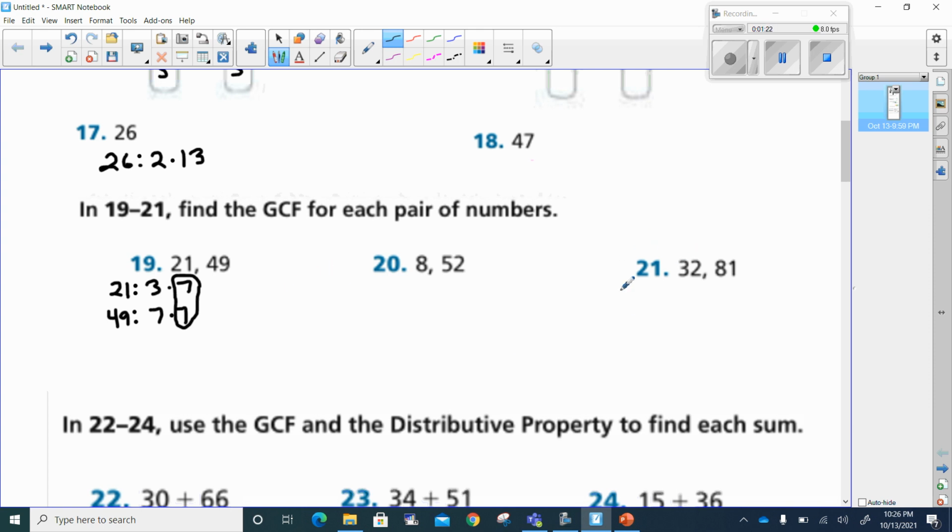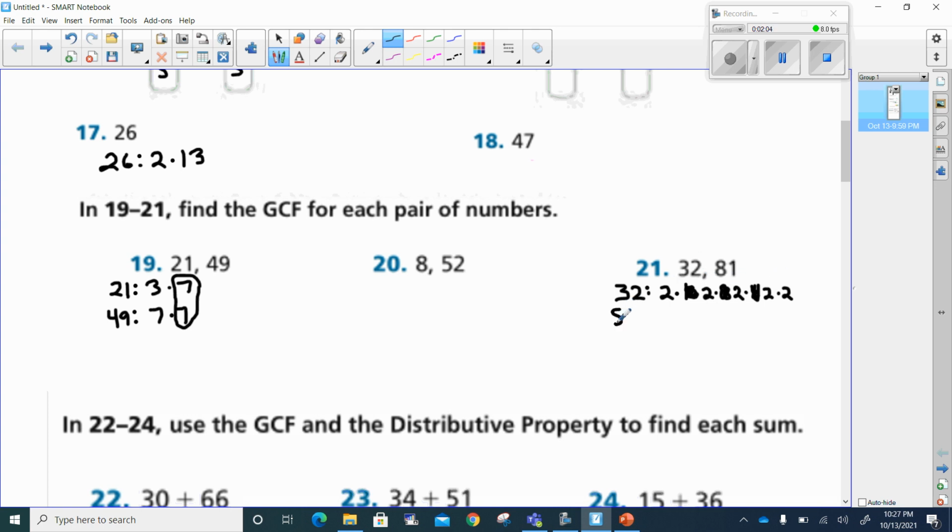Next, we got number 21. We got number 32 here. Again, it's an even number, so I know I can go ahead and divide it by 2. And that's 2 times 16. But I know 16 is really 2 times 8. But I know 8 is really 2 times 4. And of course, 4 is 2 times 2. That's a lot of 2's there. So 32 has 2 times 2 times 2 times 2 times 2.